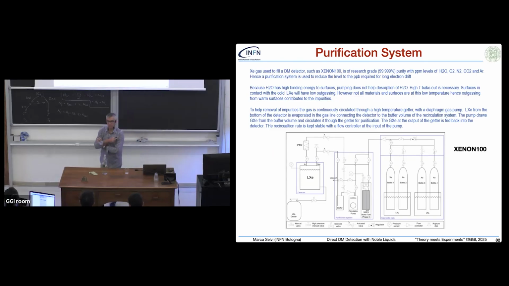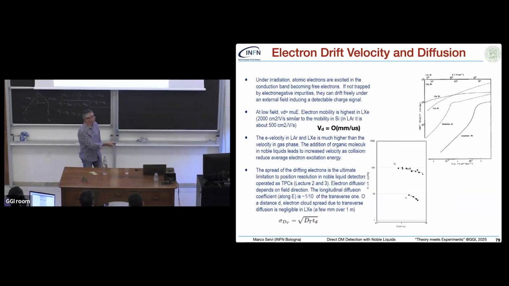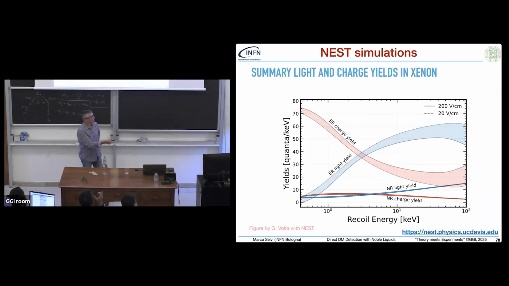Electrons are moving at the speed of light? No, no, the electrons are slow. They are millimeters per microsecond, the drift field.